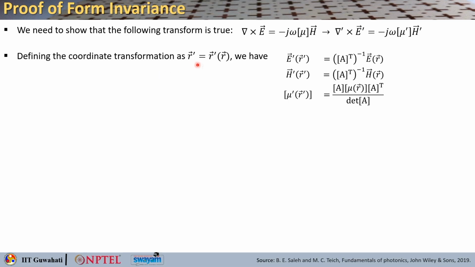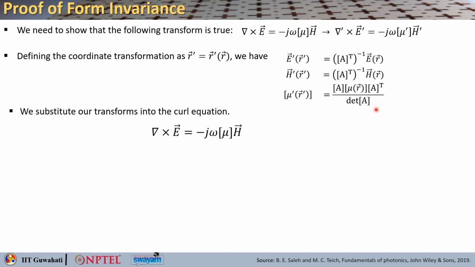So, let us now define the coordinate transformation that you have, r prime. This r prime is nothing but a function of r. So, you can write E prime of r prime as A transpose inverse E of r. This we have already seen. For the magnetic field also you can write in the same way, and for the material property mu prime of r prime, you can write it as A mu r A transpose divided by determinant of A.